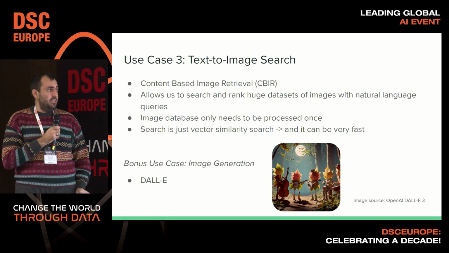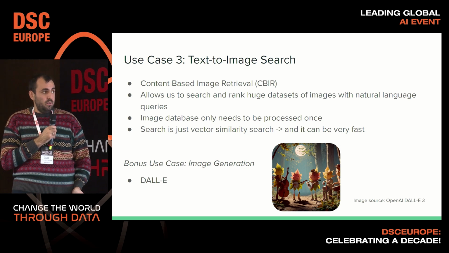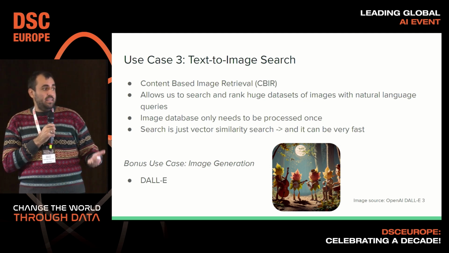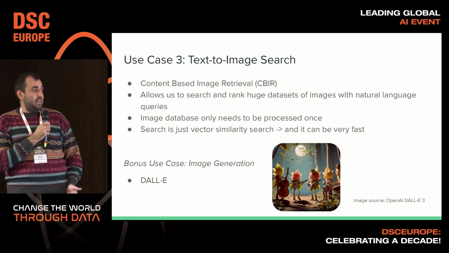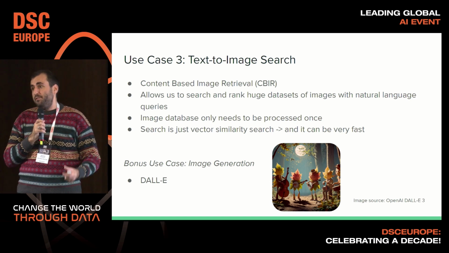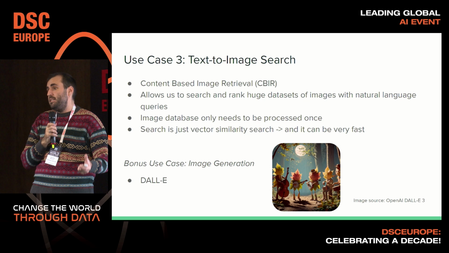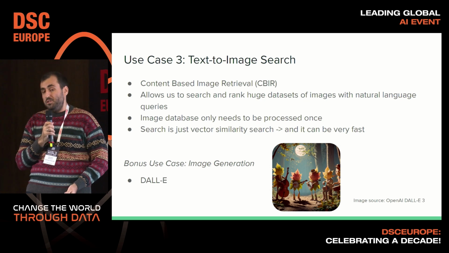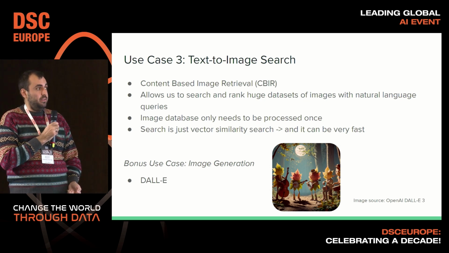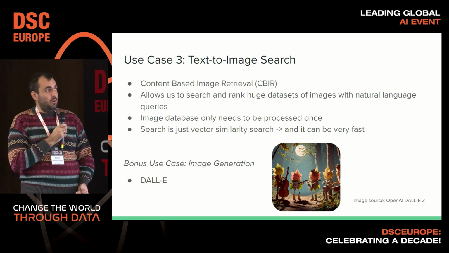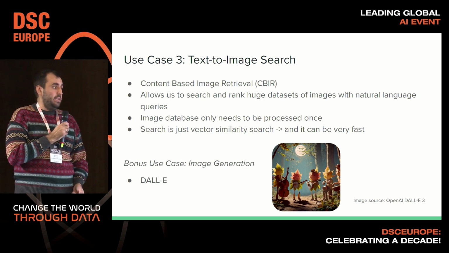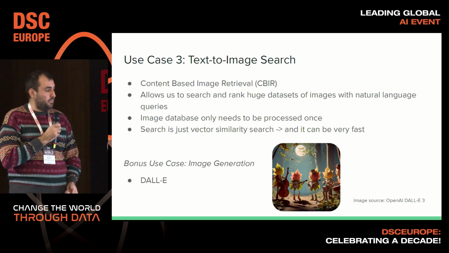This concept is called content-based image retrieval. It's becoming very popular. It can work offline. It can work really fast. And basically, it allows us to perform textual queries against data sets of images, which is a very powerful feature that is not easily doable with older, let's say, traditional computer vision models.